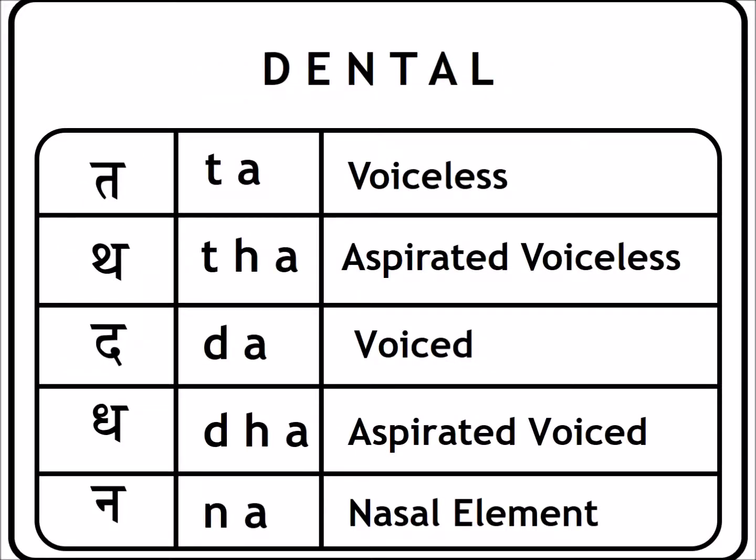So let's study the letters in this lesson. The first letter is ta. This is voiceless because you don't need your voice to make the t sound. The next letter is tha. It's an aspirated voiceless letter, so when you put your hand in front of your mouth, you should feel a big puff of air come out. The next letter is da. It's a voiced letter because you need your voice to make the d sound. Next, you have the letter dha. Dha is an aspirated voiced letter. And finally, the nasal element is na.